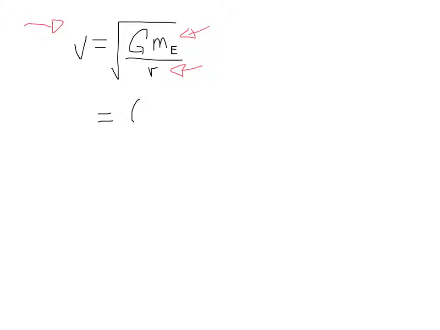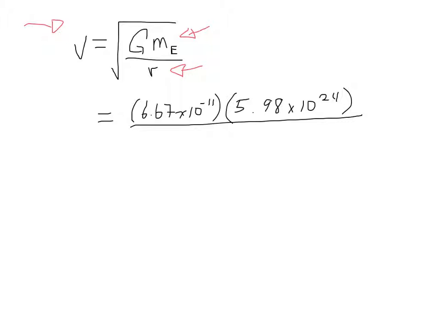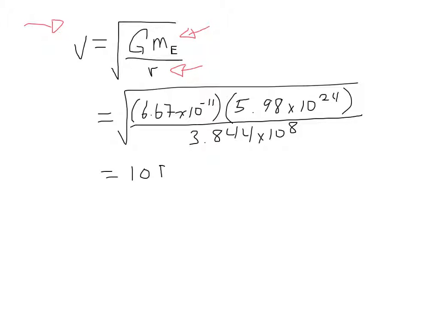So I know that my G is 6.67 times 10 to the negative 11, and I know from my data sheet that my mass of the Earth is 5.98 times 10 to the 24, and that's in kilograms. My radius, because the question says it's from Earth's center, I can just use my radius that was given to me, times 10 to the 8th, and I'm going to have to take the square root of all of that. I get the answer of 1018.6 meters per second, and I'm going to change that into 1.019 times 10 to the 3 meters per second.